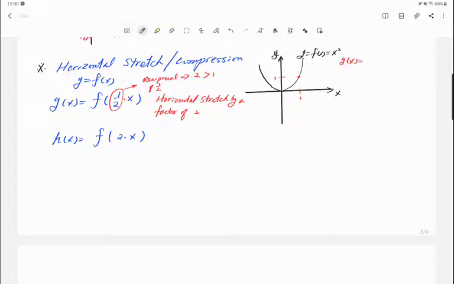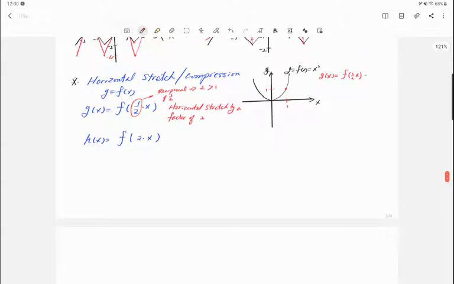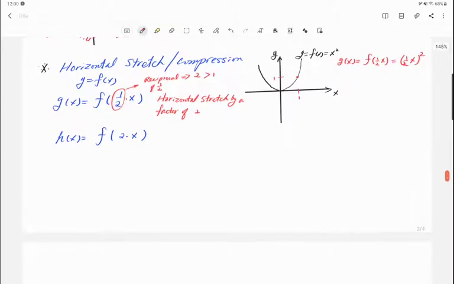G of x will be f of what? Multiply x by what? 1 over 2. Horizontal stretch by a factor of 2. So the reciprocal of 2 is 1 over 2. So multiply x by 1 over 2. All right, so that is equal to what? X times 1 over 2, squared. Like this. All right, then the graph of g of x will be, stretch this point horizontally twice the x value. So it becomes 2, right?